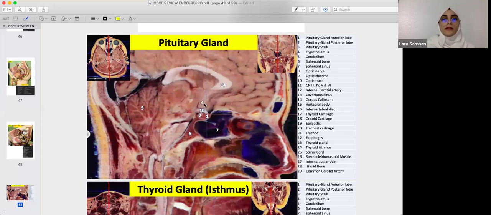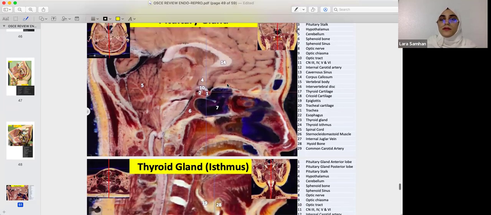The pituitary gland is located under the hypothalamus. As you can see here, number 4 is the hypothalamus, and number 1 and 2 are the pituitary glands. This whole brain thing is the cerebrum, and this is the cerebellum. This whitish fiber is called the corpus callosum. It runs fibrous anteriorly and posteriorly, like this.